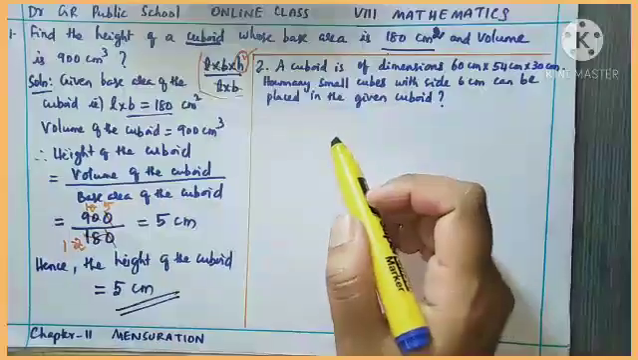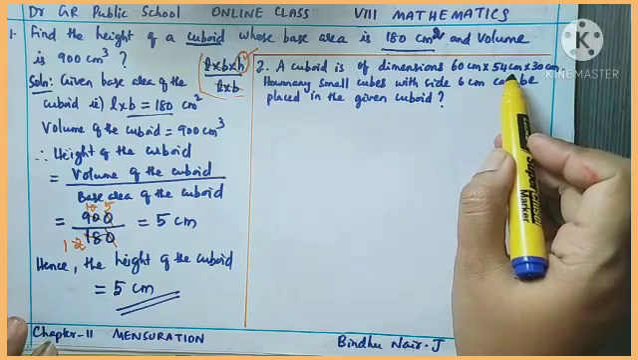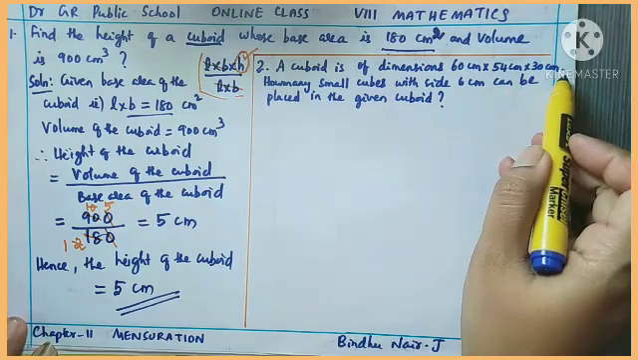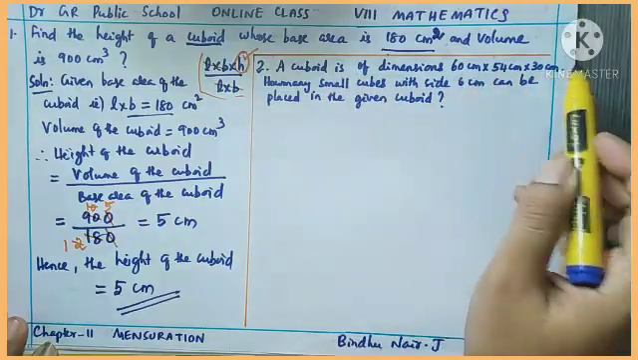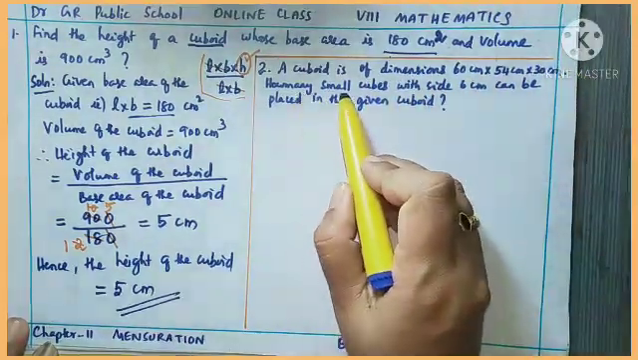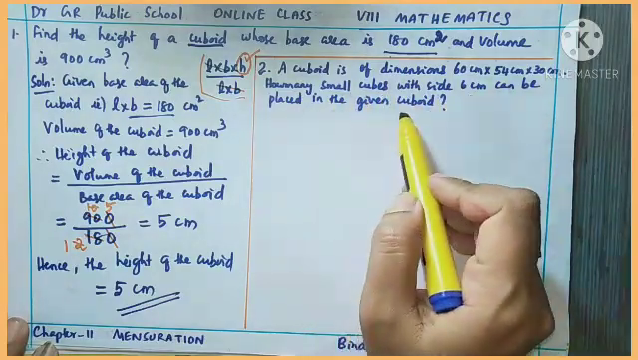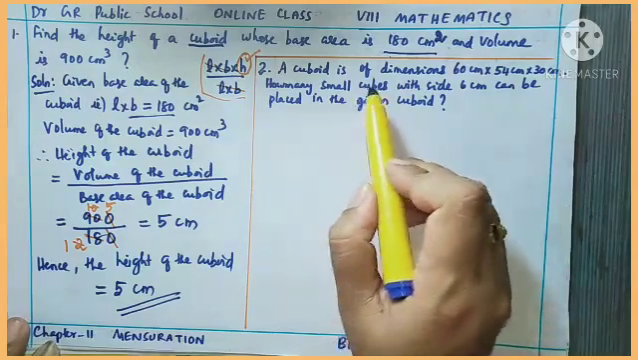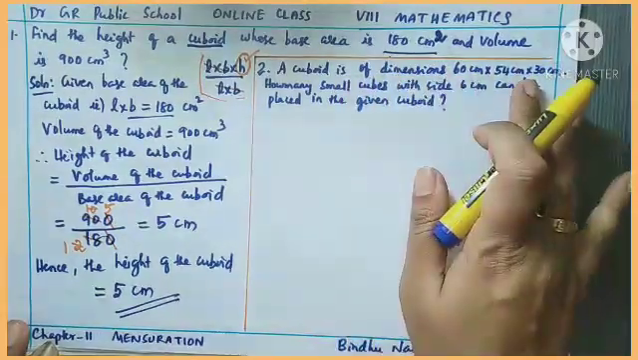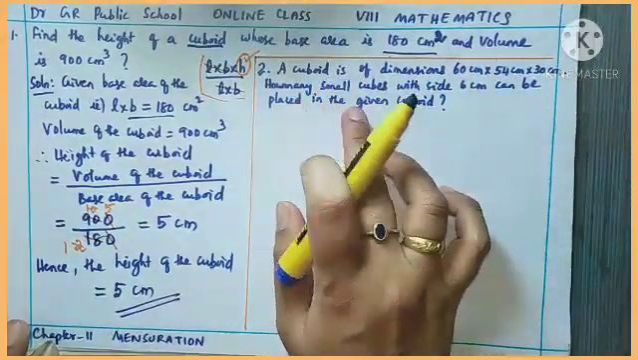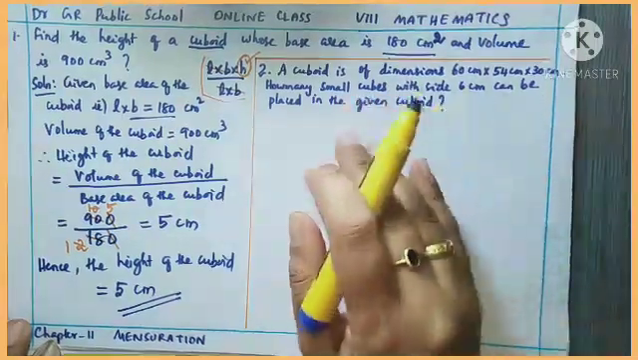Now see this second question. A cuboid is of dimension 60 centimeter into 54 centimeter into 30 centimeter. That means a cuboid's length, breadth and height are given here. How many small cubes with side 6 centimeter can be placed in the given cuboid? Okay. So here both the two shapes are coming, cuboid and cube. Cuboid dimensions are given. And what we are going to do, the cubes are small in size, and this small cubes, cube means all the sides are equal, no?